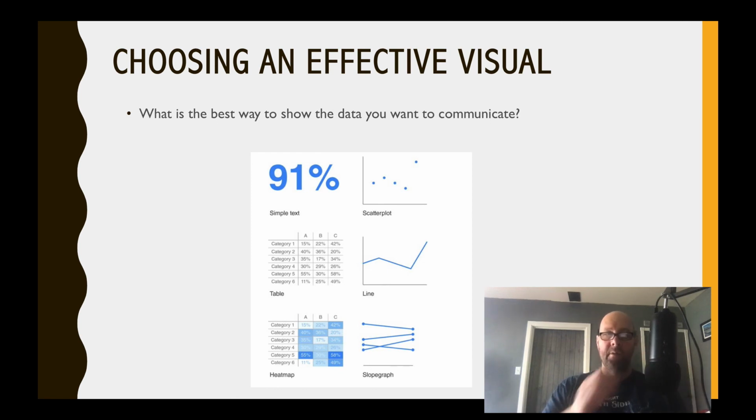Choose an effective visual. What's the best way to show data? A way to communicate. Is it a simple scatter plot? Is it a line graph? Is it a slope graph? Is it a heat map? It depends on the situation.